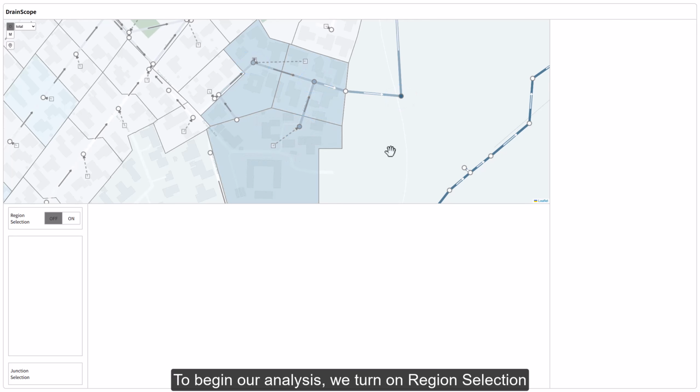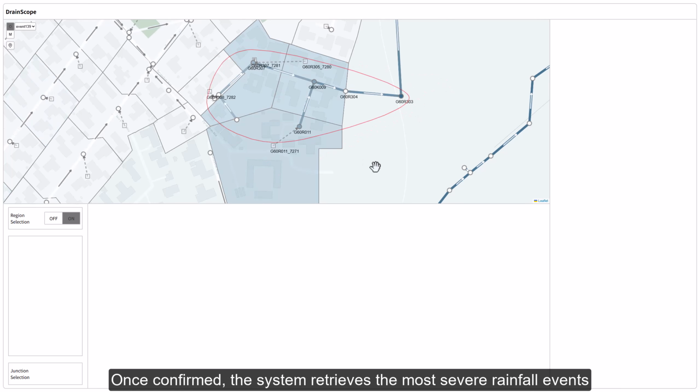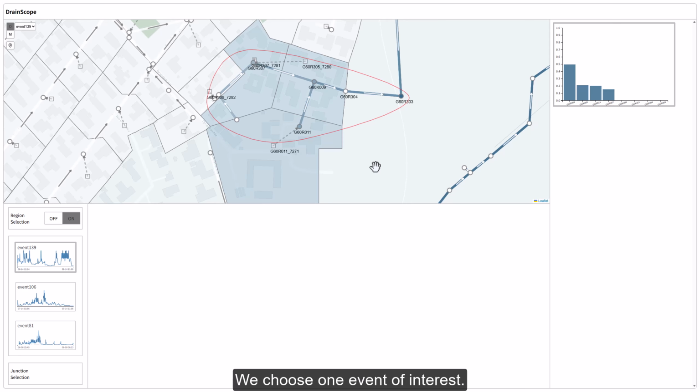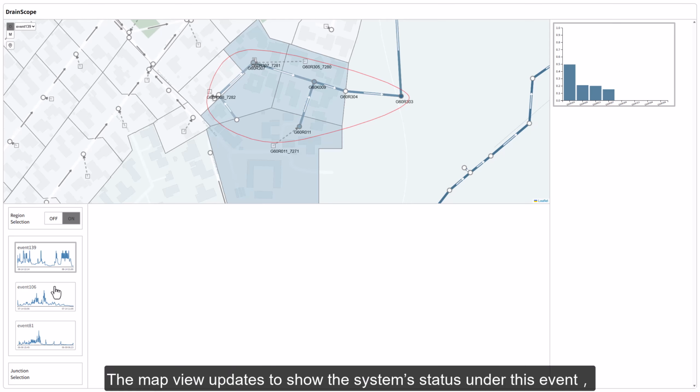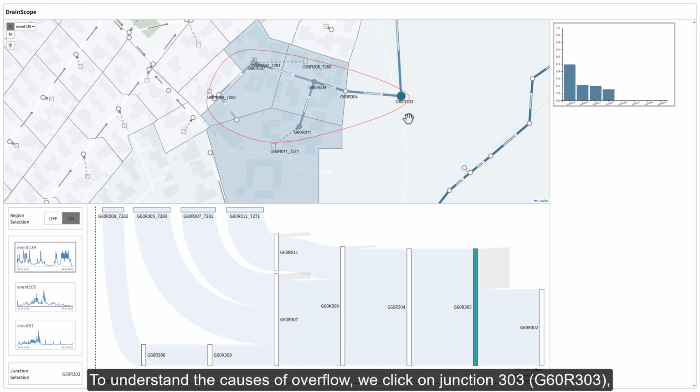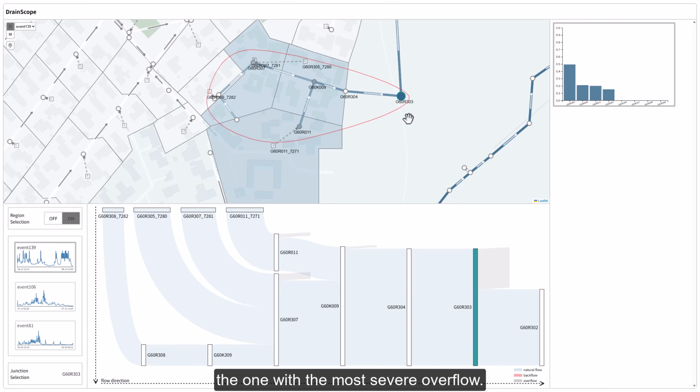To begin our analysis, we turn on region selection and draw a polygon to define the region of interest. Once confirmed, the system retrieves the most severe rainfall events that impacted the selected region. We choose one event of interest. The map view updates to show the system status during this event, and the comparison view shows the corresponding overflow condition. To understand the causes of overflow, we click on junction 303, the one with the most severe overflow.